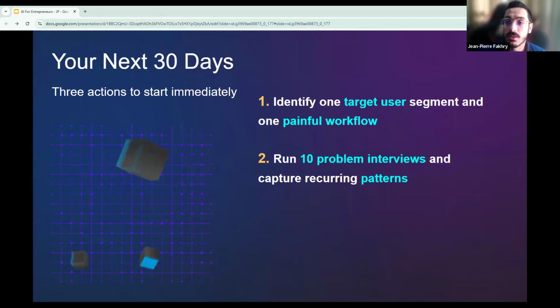The next action, let's say, is to run 10 problem interviews over the next 3 weeks, for example. So ask about behavior, not opinion, record the patterns, and basically look for phrases that repeat.